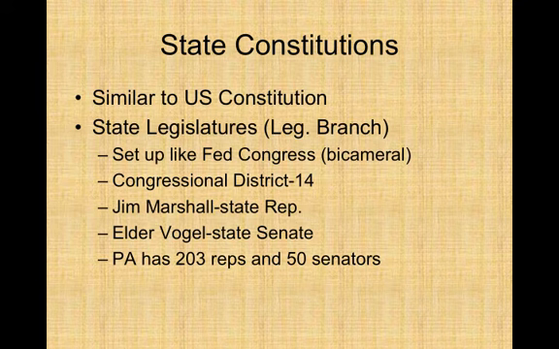We live in Congressional District 14 in Pennsylvania. Jim Marshall is our state rep. Alder Vogel is our state senator. Currently, Pennsylvania has 203 representatives, and 50 senators. And again, that's based off of population. 50 senators, no matter what. 203 representatives, that can change. The composition changes, we may lose representatives in certain districts, or districts may form new districts. There was a big battle in the state last year about redistricting, and we were actually going to be combined with another district, but that didn't happen.